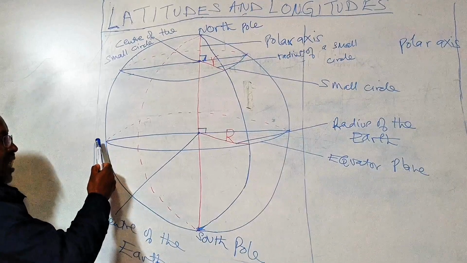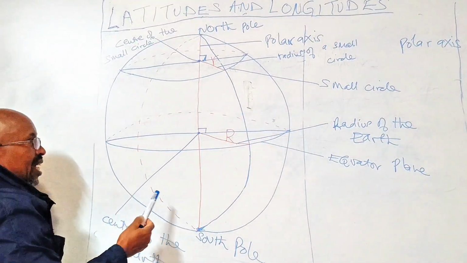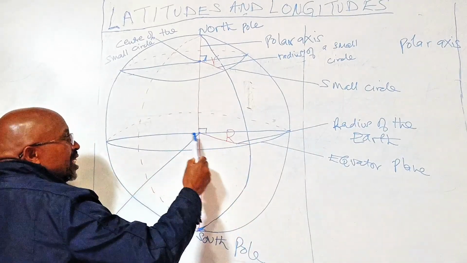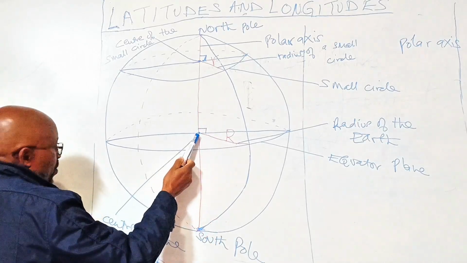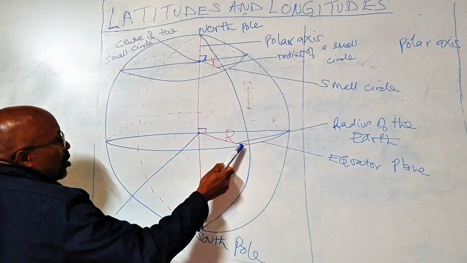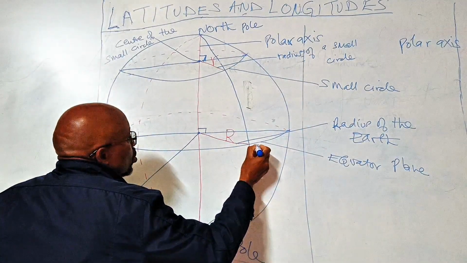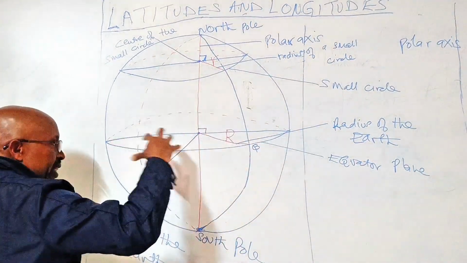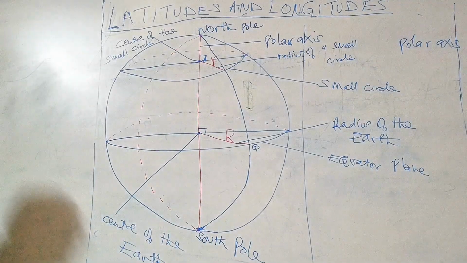The equator is the greatest latitude. It is referred to as a great circle because the radius of the equator is the same as the radius of the Earth. From the center of the Earth to the plane, from the center of the Earth to point Q, will have the radius of the equator plane, which is equal to the radius of the Earth.